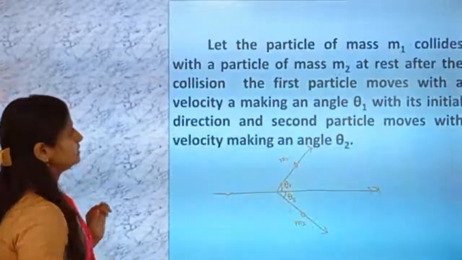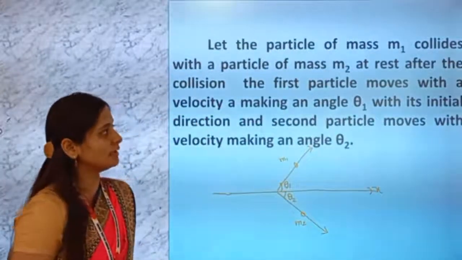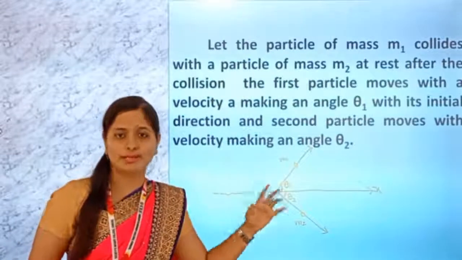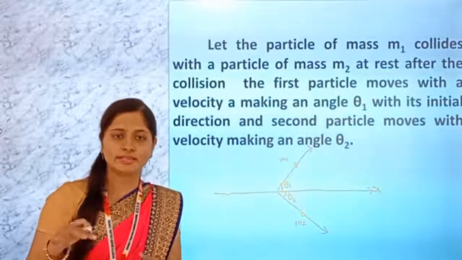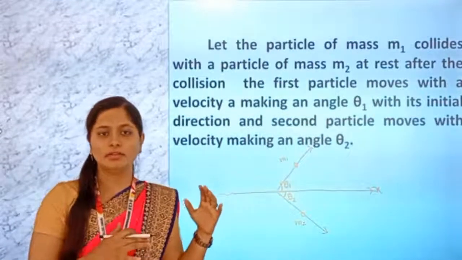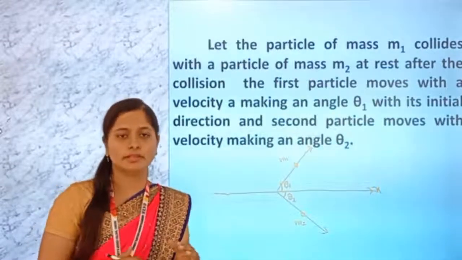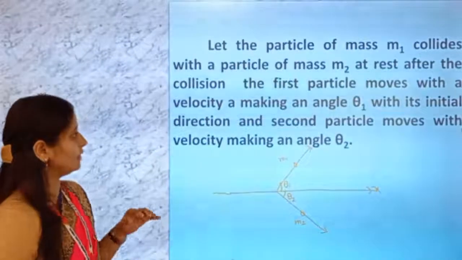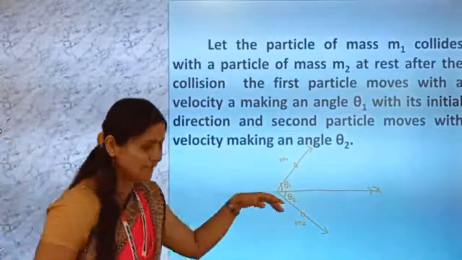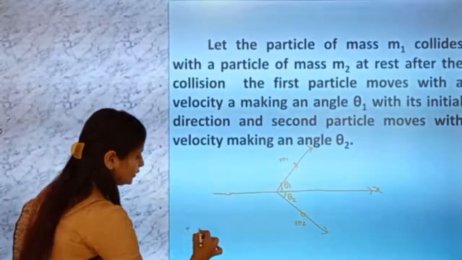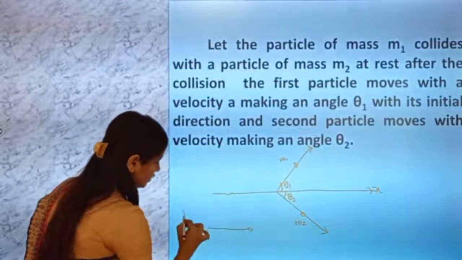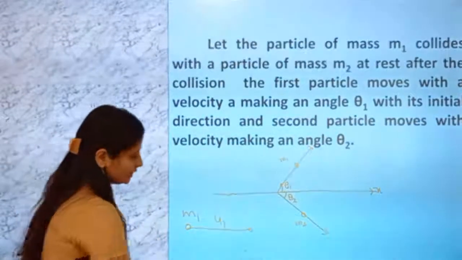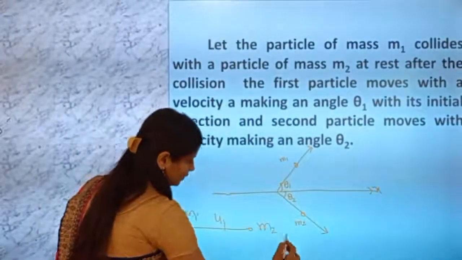Next, let the particle of mass m1 collide with the particle of mass m2 at rest. Already we know that m1 is in motion and m2 is at rest. So at that time what happens? The collision takes place. Already you have seen one diagram. Here m1 is there, which has an initial velocity u1, and here m2 is there.